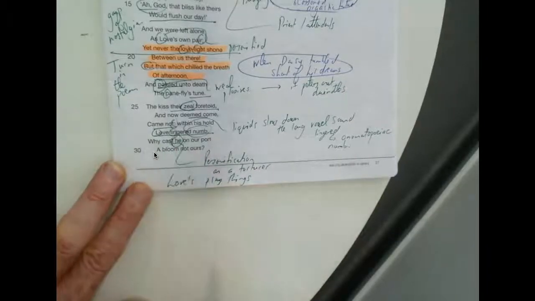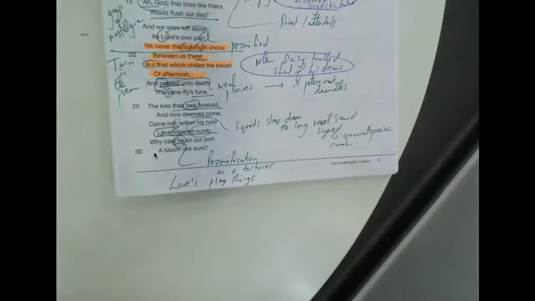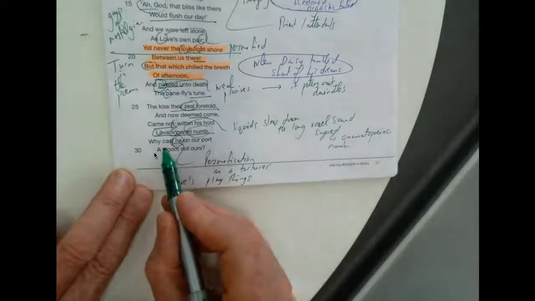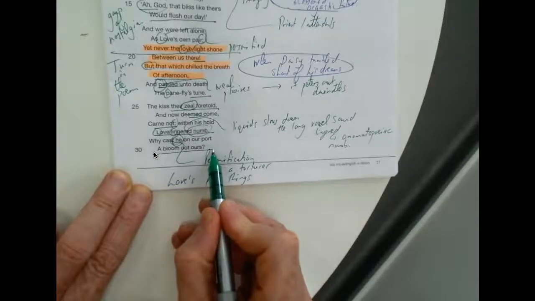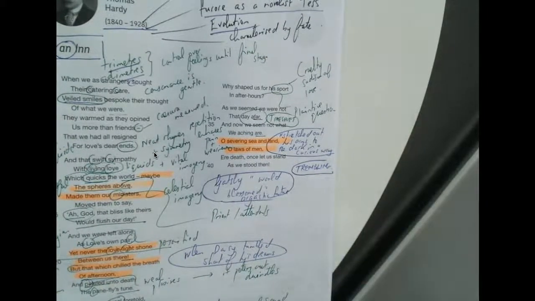Now we'll notice love isn't so nice anymore. He remains personified. Here he becomes a kind of sadist, doesn't he? "Why cast ye on our port a bloom not ours?" So he asks this question, he's got no answer. Why didn't it bloom? Well, I think we could link that again to Gatsby. Because remember, the world blossomed for Gatsby, didn't it? But it blossomed because the daisy that he was in love with was a fictitious daisy, a mythical daisy, wasn't it? Yeah?